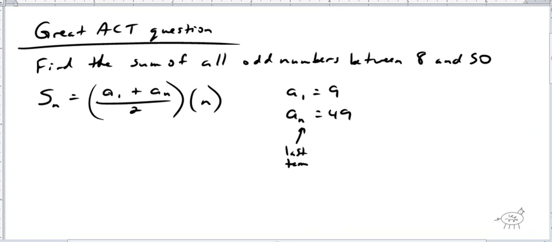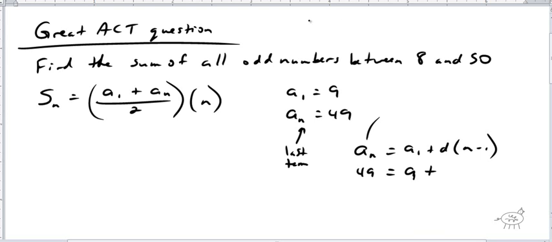So do you guys agree? I have a sub 1, I have a sub n. I don't know n. I mean, n is really the number of terms in there. I don't know how many terms there are between 8 and 50. Well, I don't know that, but I can figure it out. Can I use a sub n equals a sub 1 plus d times n minus 1? Well, I know the last term is 49. I know my first term is 9. And d, what is d?